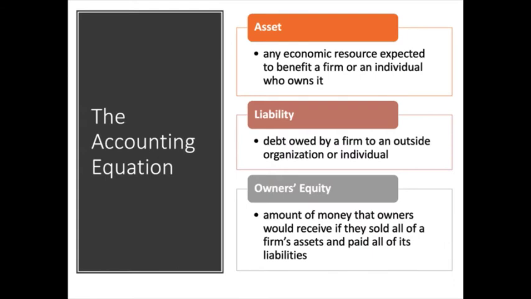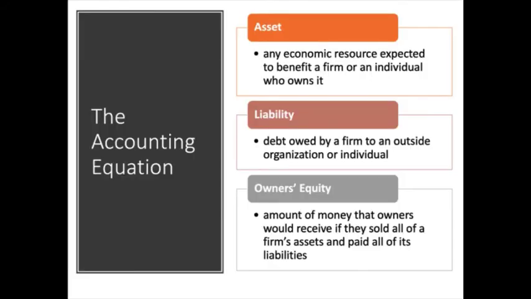An asset is any economic resource expected to benefit a firm or an individual who owns it. If you take this from your personal life, you know that you have certain assets. Assets like the cash that you have, either in a jar in your bedroom, in your checking account, or in your savings account. Or assets can be other things. Assets can be the automobile that you own, that you drive to school and back or to work and back. Any of those things are assets, and they all have some sort of dollar value that you can assign to them.